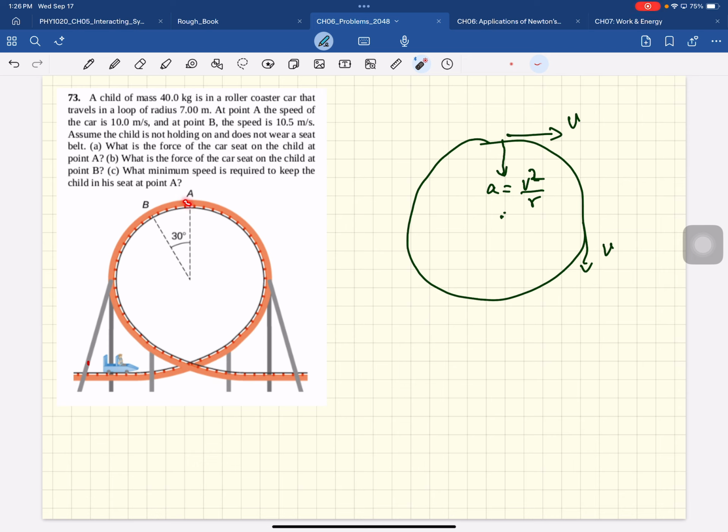So here's a roller coaster ride. So you're going in a circular orbit. If you're going at a certain speed v, your centripetal acceleration is v squared by r.